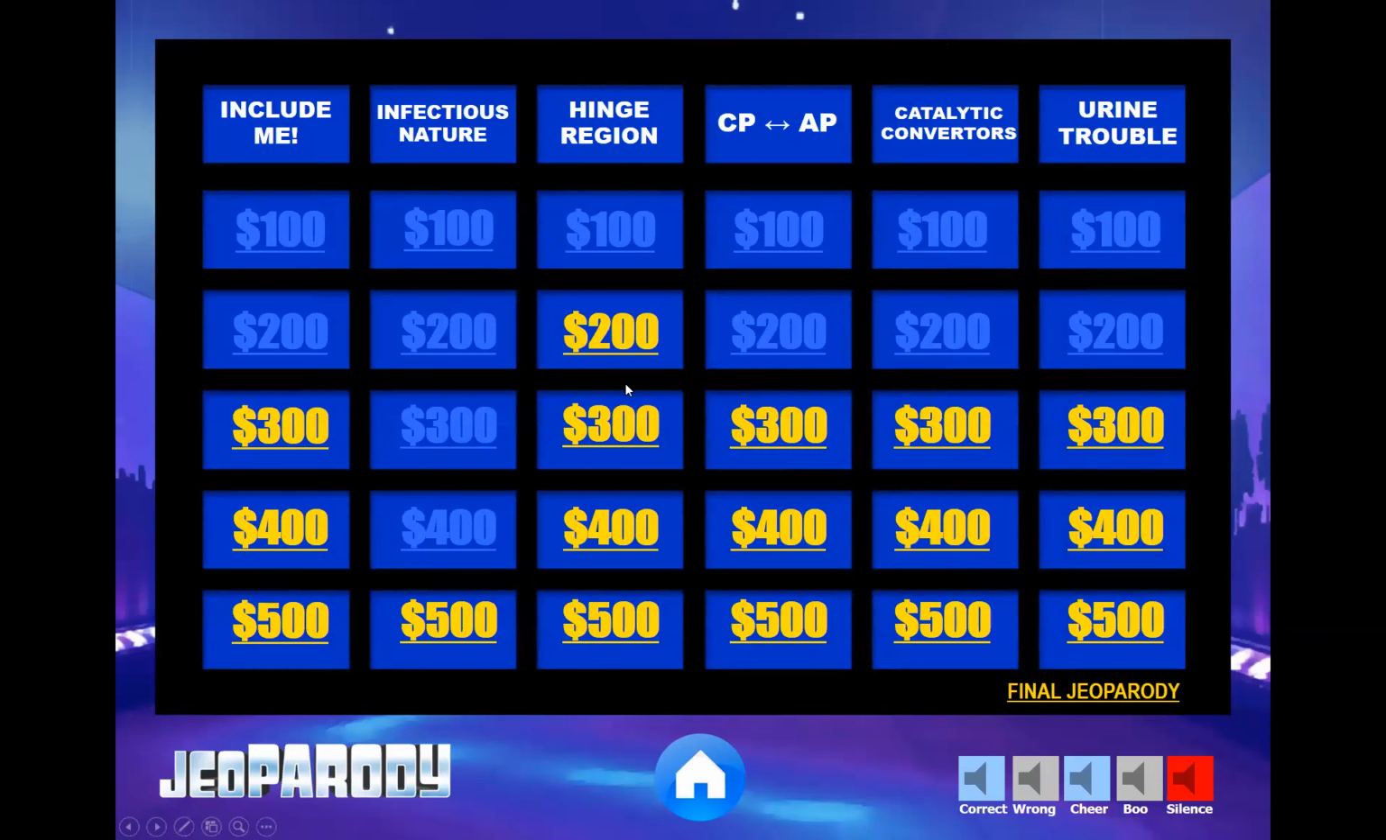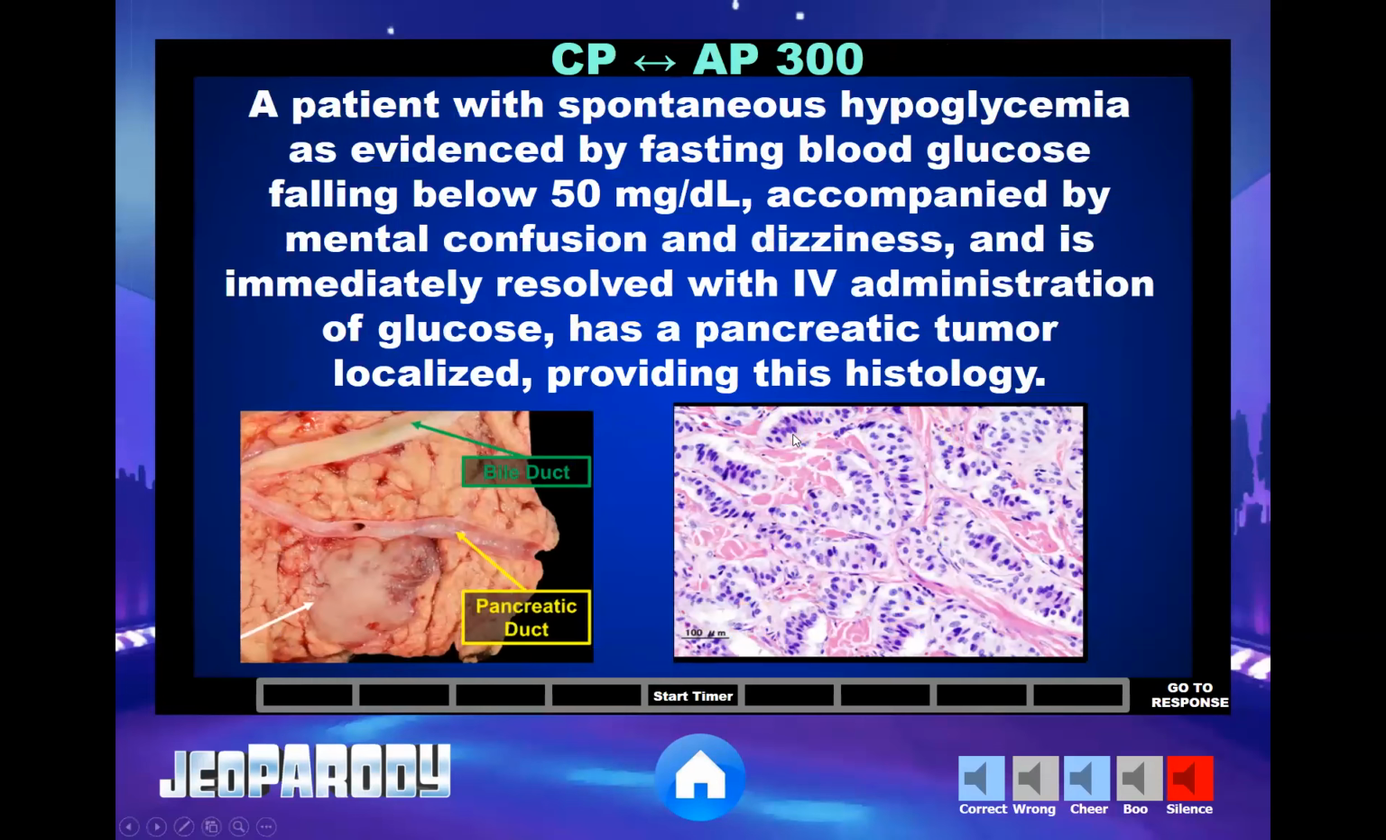CPAP for 300. This answer is, a patient with spontaneous hypoglycemia as evidenced by fasting blood glucose falling below 50 milligrams per deciliter, accompanied by mental confusion and dizziness, and is immediately resolved with IV administration of glucose, has a pancreatic tumor localized, shown here, providing this histology. What are we talking about? What is this finding?